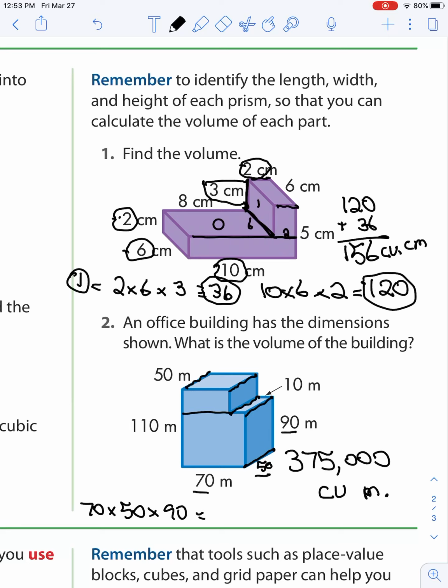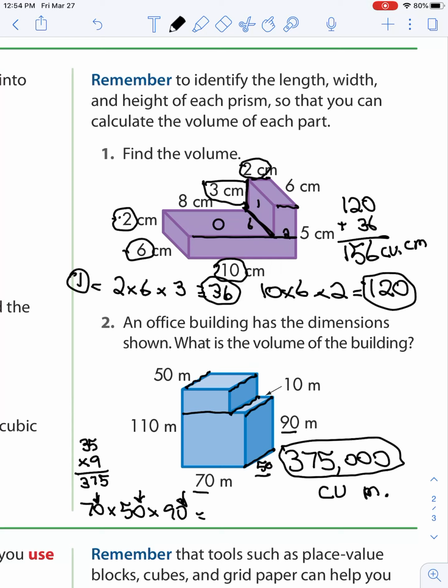Now you see, this is probably why I've considered letting you guys use calculators. One way to do this without a calculator is just do 7 times 5 and then multiply the answer by 9. Write that answer and then add 3 zeros to it. If you multiply 7 times 5, you'd get 35. And multiply 35 times 9, and you'll get 375. 3 zeros added to it, and you'll get your total here.